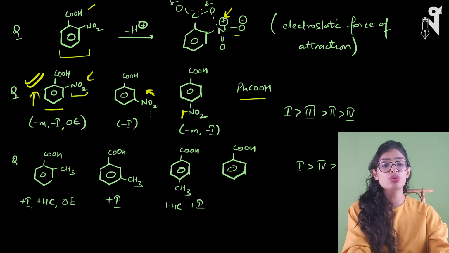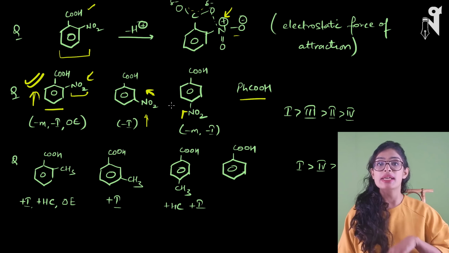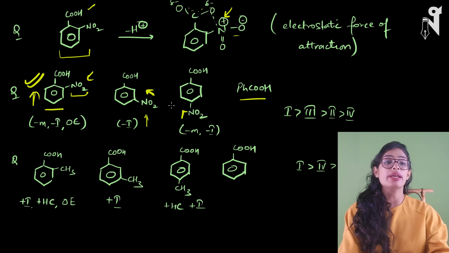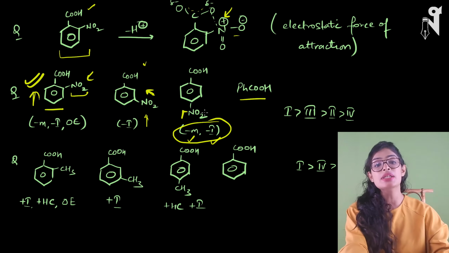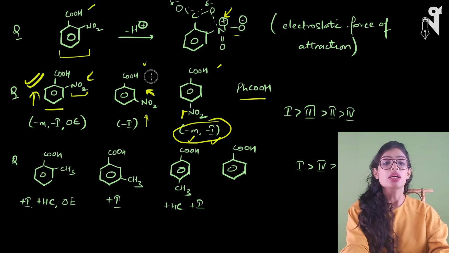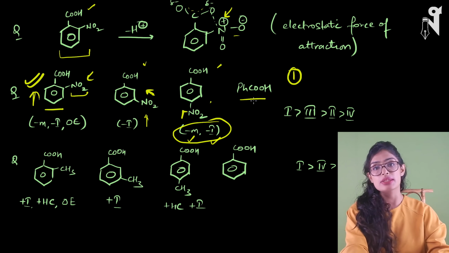Then comes the meta NO2. In meta, it is only minus I which is working. So it is electron withdrawing, but not as much electron withdrawing as resonance would have made it. So hence it should be lesser acidic ideally. Look at the para position. Para has minus M and minus I. So it is causing more acidity to COOH than your meta. So first, most acidic should be the first compound, then the third compound, then the second compound, and then your benzoic acid.